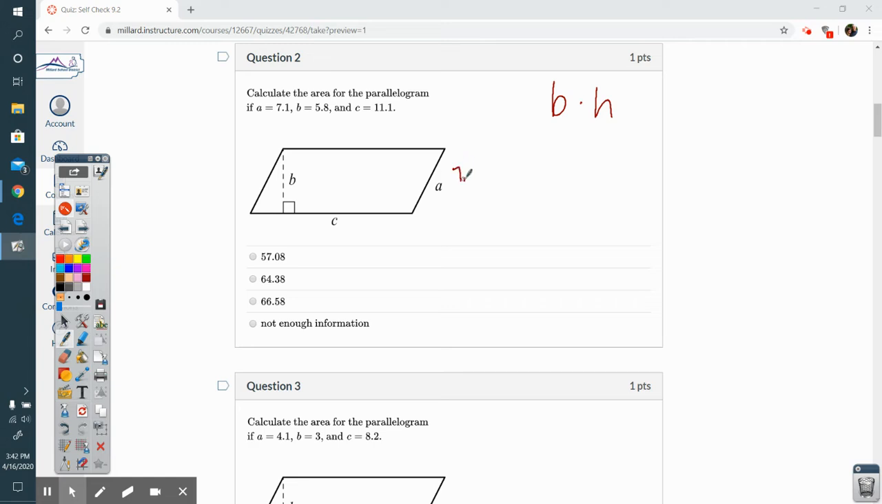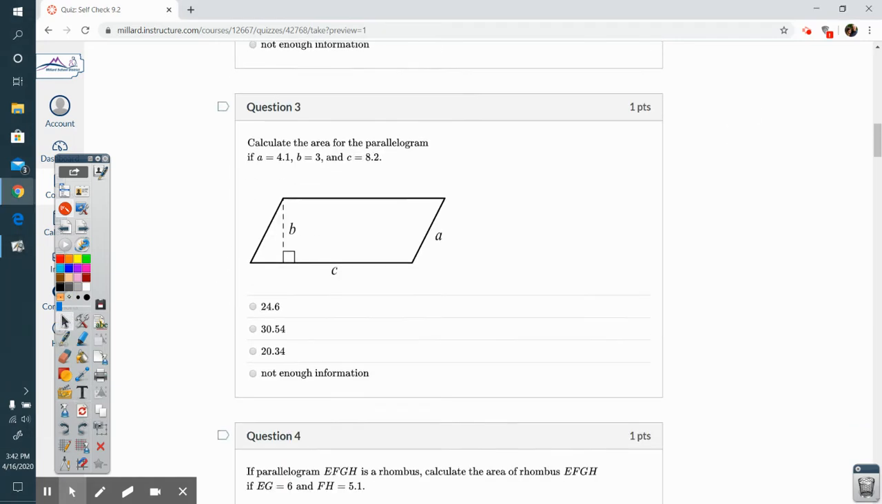If A is 7.1, B is 5.8, and C is 11.1, the base is 11.1 times the height, which is 5.8, and that is how you calculate the area of a parallelogram. So it's 11.1 times 5.8, and that gives you an answer of 64.38, which is right there. So that's a handy formula to have, at least for this section.